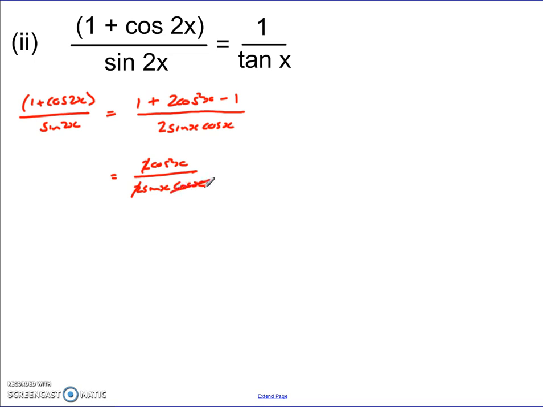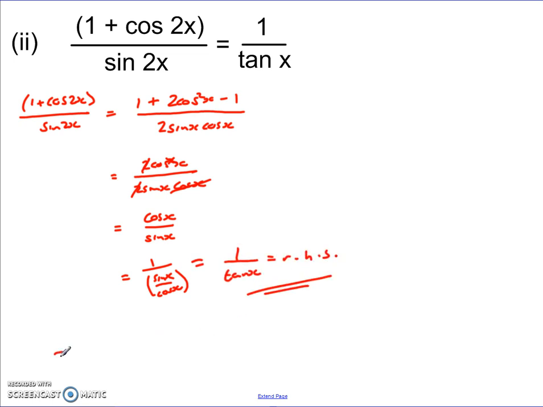I can also cancel the cos there, one of the cosines from the power. And that then leaves me with cos x over sin x. Now this can be rewritten as 1 over sin x over cos x. And the reason I want to do that is I know sin over cos is tan. So that then equals 1 over tan x, which is the right hand side, which is exactly what we were after proving.